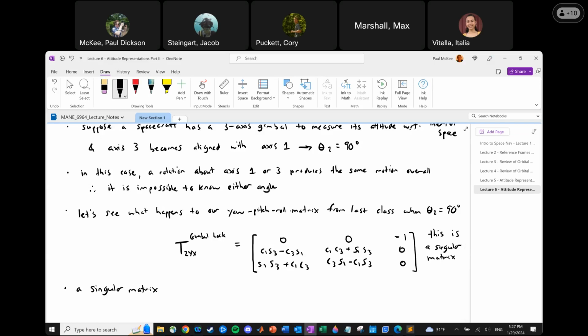And remember, a singular matrix is said to be rank deficient, non-invertible. So we can't undo this rotation, right? There's no way to invert it. And we cannot recover theta 1 and theta 3. And so because of that, we're kind of sunk. And that's a problem that we have to watch out for.